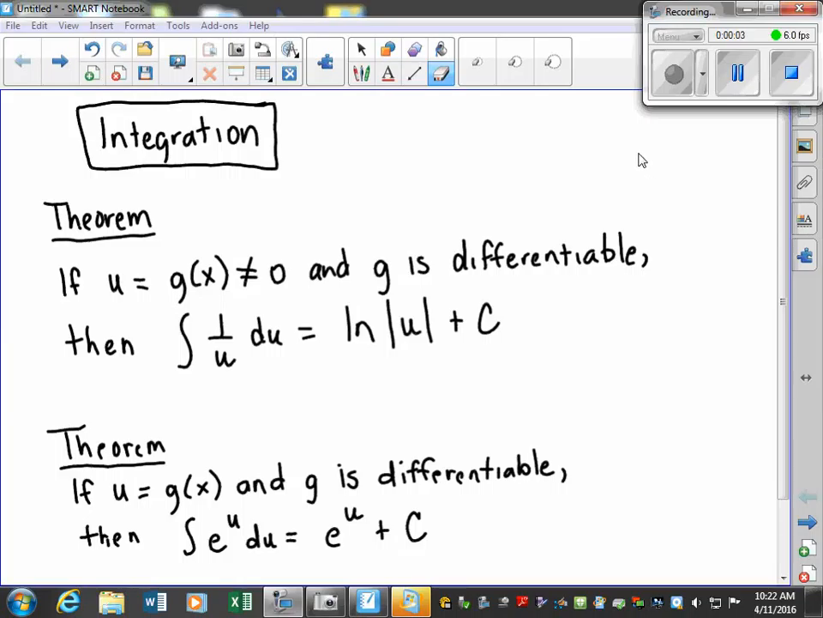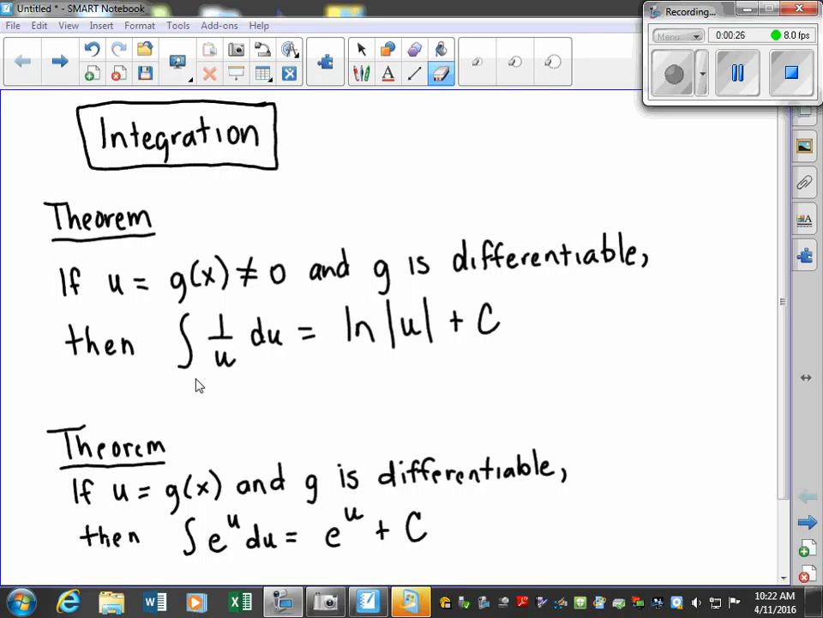Okay, this lesson we're going to focus on integration of these two functions. So if you will take a few minutes to pause it and write down your theorems. And then afterwards, you also have another page with some theorems that we're going to write down. And then we're just going to show some examples of actually using the application of these.